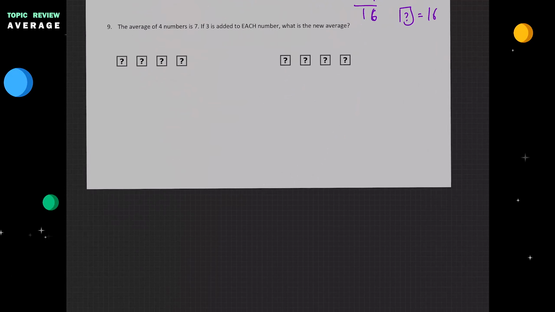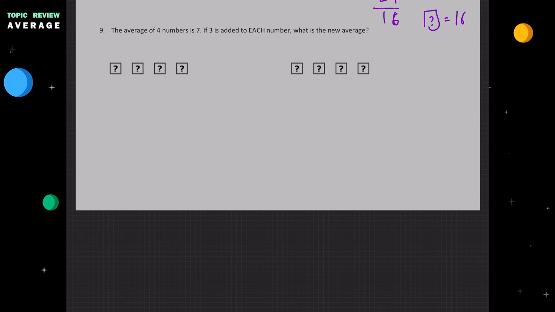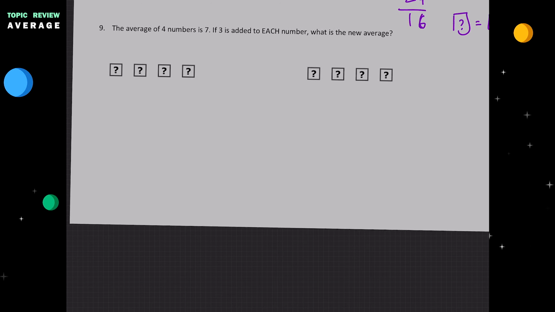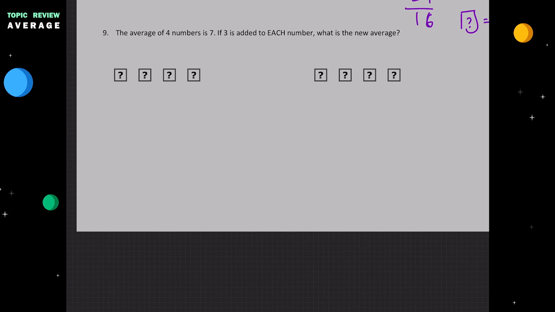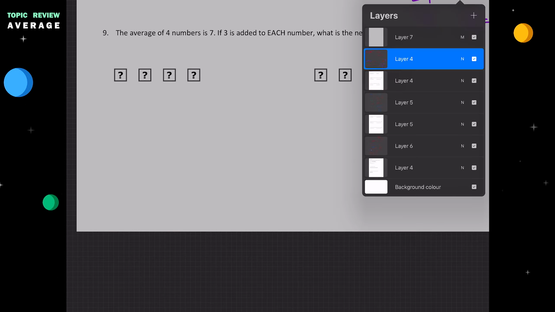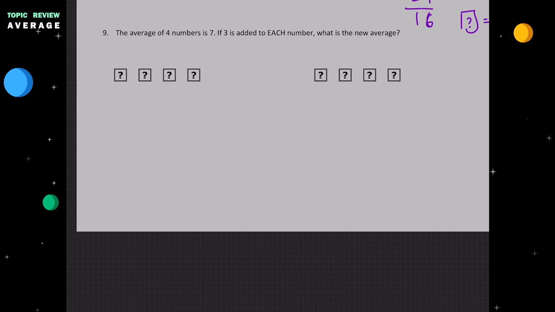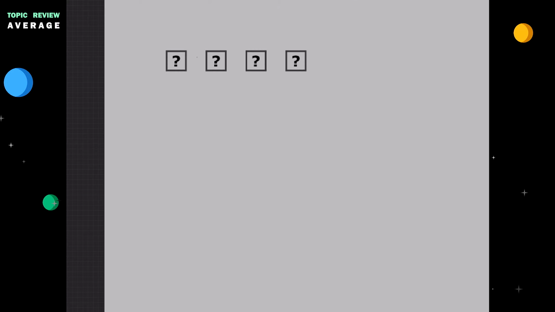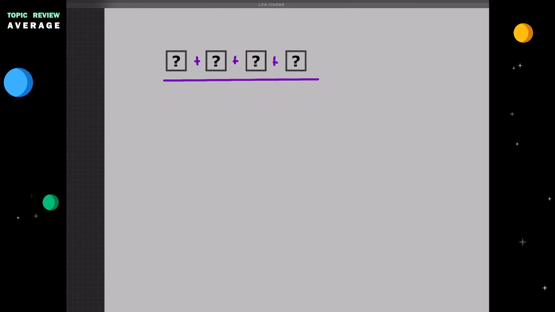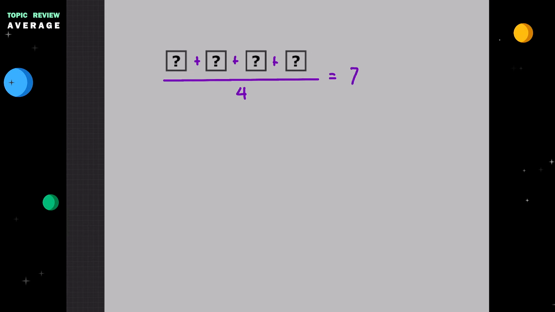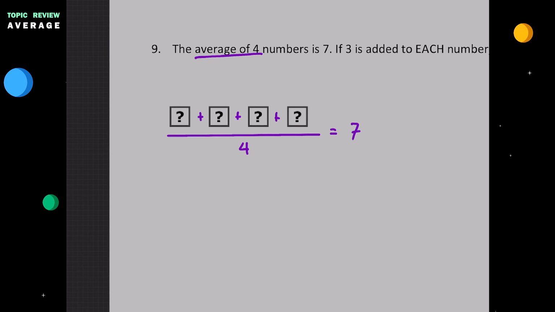Next one, question 9. Is it the last one? Oh no, it's not. Okay. The average of 4 numbers is 7. If 3 is added to each number, what is the new average? Okay. The average of 4 numbers is 7. So here are your 4 numbers. Imagine I add them up and I divide by 4, and that gives me 7, because it says the average of 4 numbers is 7. Okay, so we write that.